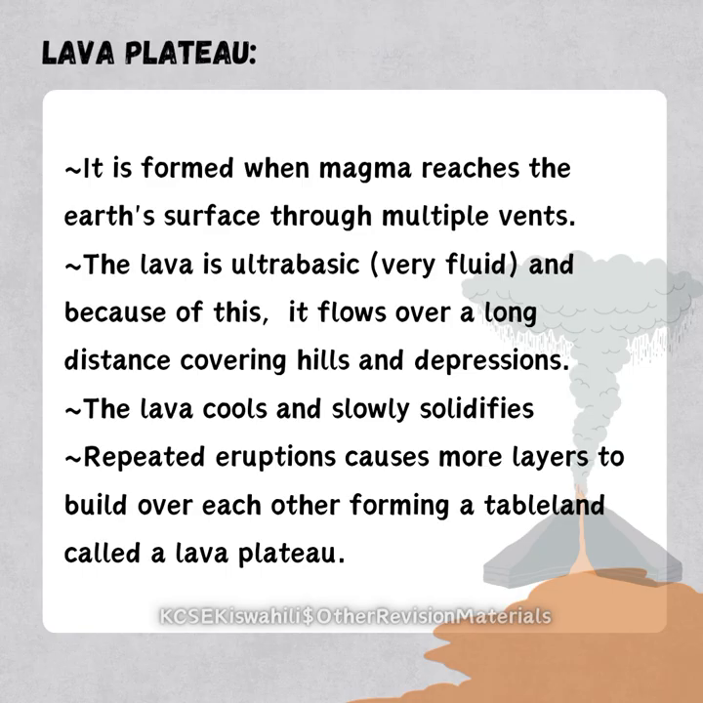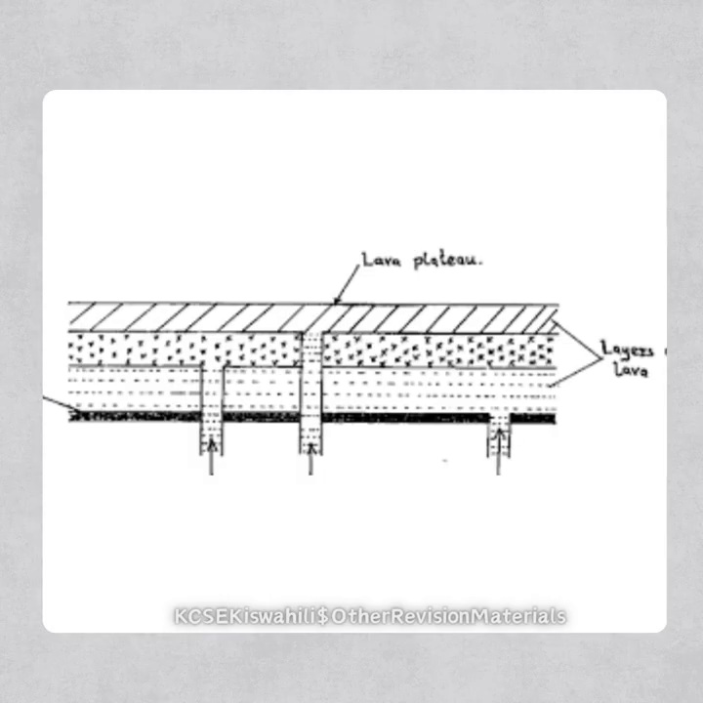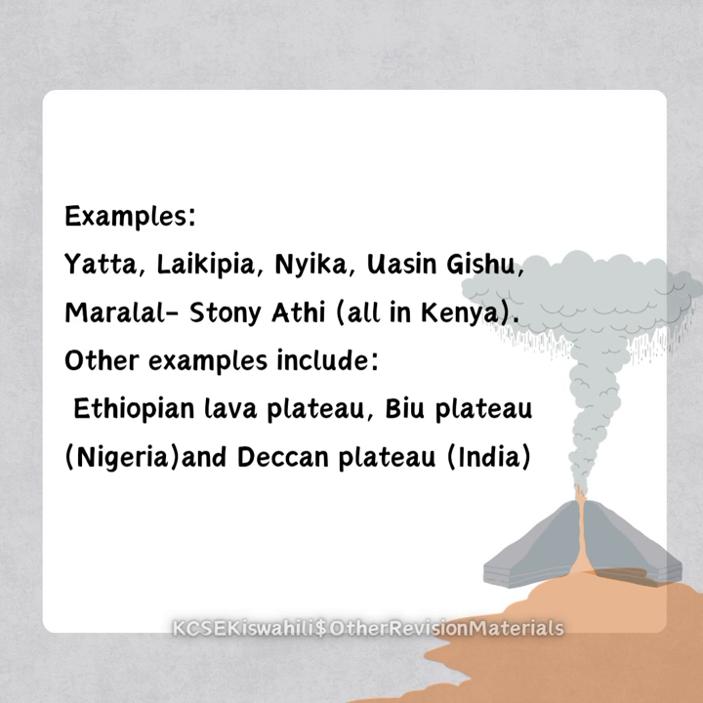The lava is ultra-basic or very fluid, and because of this, it flows over a long distance covering hills and depressions. The lava cools and slowly solidifies. Repeated eruptions cause more layers to build over each other, forming a tableland called a lava plateau, as illustrated on the diagram below. Examples of lava plateaus are Yatta, Laikipia, Nyika, Uasin Gishu and Marmanet in Kenya. Others are Ethiopian lava plateau, Jos plateau in Nigeria and Deccan plateau in India.